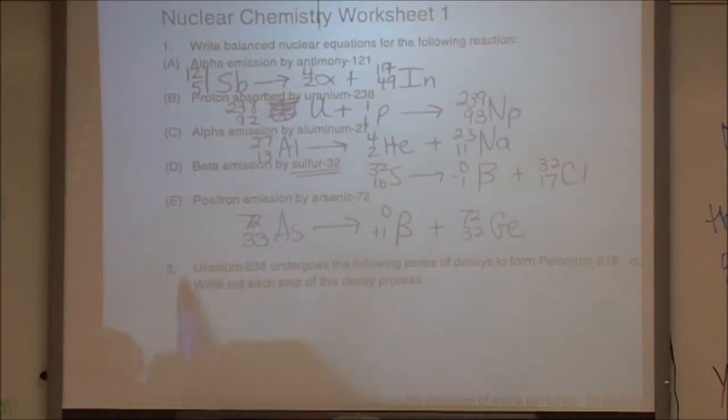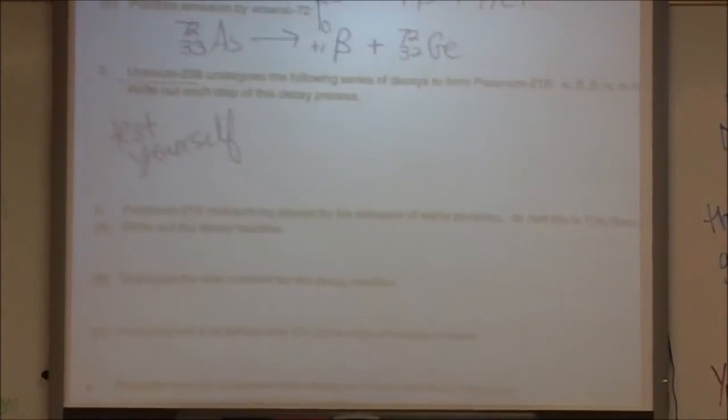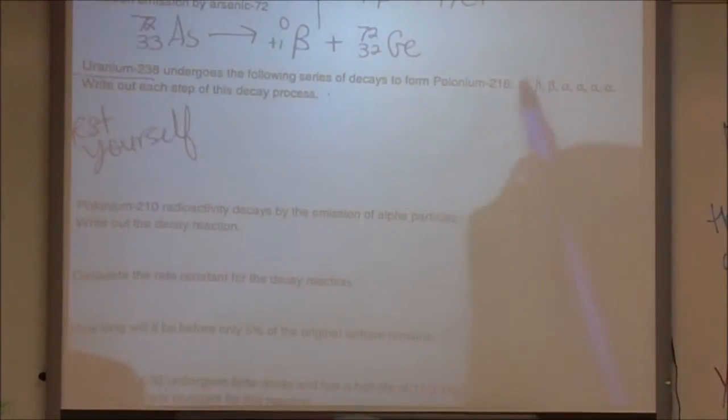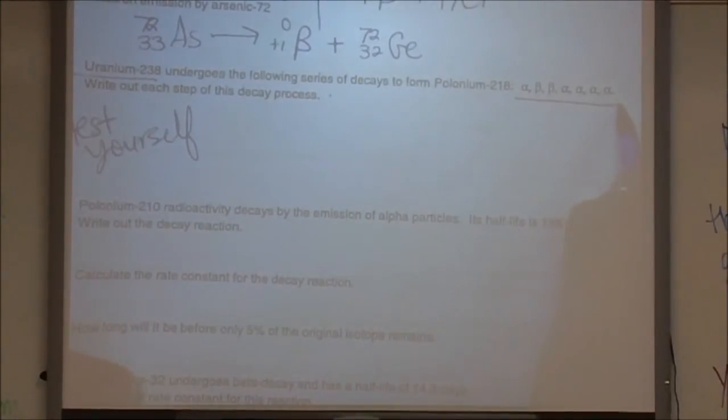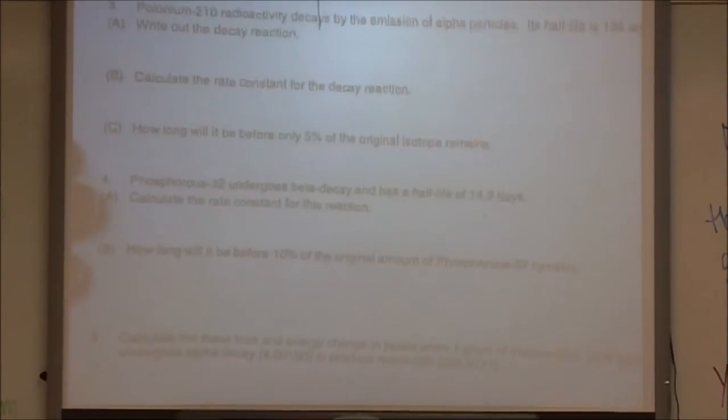If you want to check yourself here, this is a test-yourself. What you can do is make uranium undergo all of those different emissions, and you need to make sure you get polonium-218. So you can do that on your own if you need to practice it. So let's practice a typical math problem. Hopefully you have your calculators fired up.